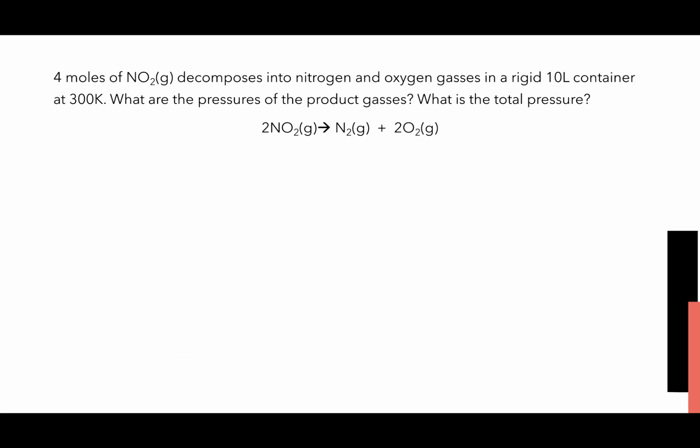All right, so there's several ways of doing this actually. But the first way, we're going to use the chemical equation. If we have 4 moles of NO2 that's going to decompose, 2 NO2 decomposes into 1 nitrogen and 2 oxygens, so 4 should decompose into 2 nitrogen and 4 oxygens. So what we would expect is 2 moles of nitrogen and 4 moles of oxygen. Added up, we get 6 moles of gas total.